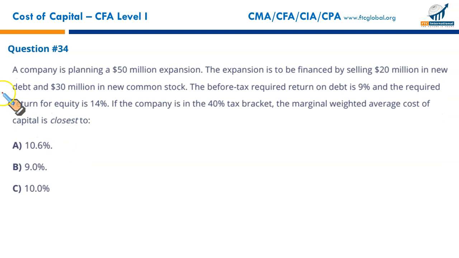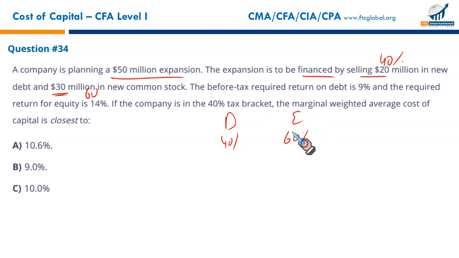Next, a company is planning a 50 million expansion. Expansion is to be financed by selling 20 million in new debt. 20 is what percentage of the funding? 40%. Common equity is 30 million. 30 million is what percent of the total funding? 60%. So it's a 40-60 game. Debt is 40% of the total funding needs and equity is 60%. The before tax required return on debt is 9% and the required return on equity 14%. So this 9% must be converted into after tax basis, and we have been given a 40% tax bracket: 1 minus 40%. So that's 9 times 0.6, that is 5.4%.